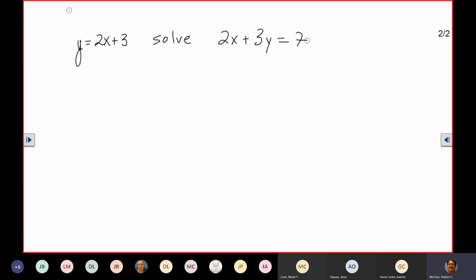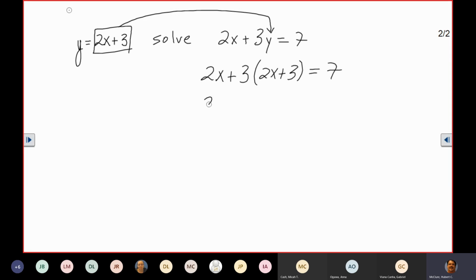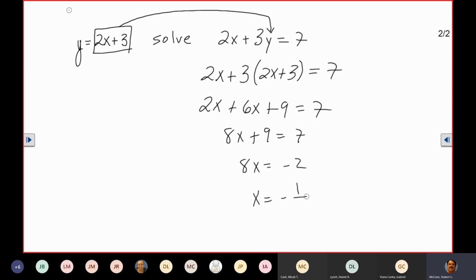Okay, so we take this and we plug it in for y, and we get 2x plus 3 times 2x plus 3 is equal to 7. 2x plus 6x plus 9 is equal to 7. 8x plus 9 is equal to 7. 8x is equal to negative 2. X is equal to negative what? 1/4? Something like that. I don't really care about the answer.